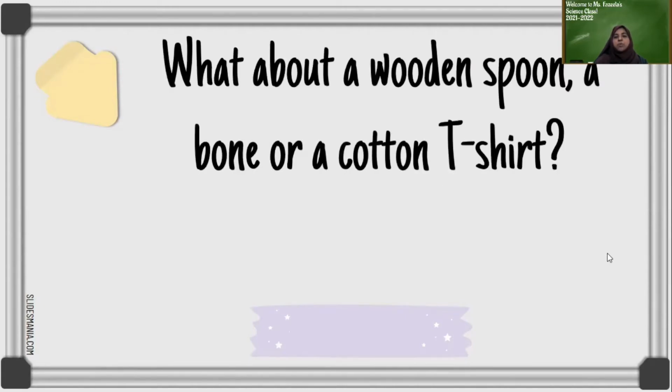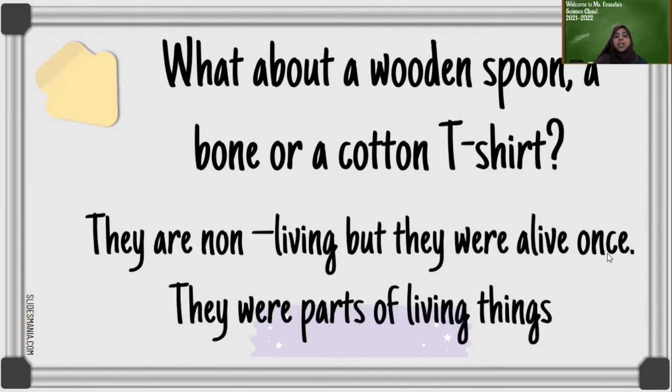What about a wooden spoon, a bone, or a cotton t-shirt? They are non-living, but they were alive once, right? Because they were parts of living things. The wooden spoon, the wood, came from a tree or a plant. A bone came from an animal after it was dead. And a cotton t-shirt came from cotton, which was taken from a cotton plant. So they were alive once, but now they are not living anymore.